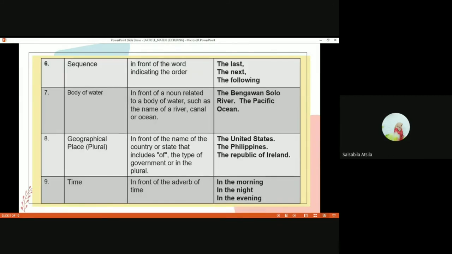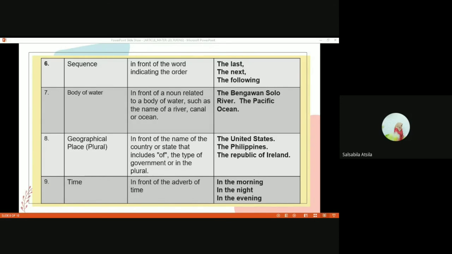Okay. Next, number six is sequence. In front of words indicating order. For example, the last, the next, the following. And then number seven, when we mention a body of water. In front of a noun related to a body of water, such as the name of a river, channel, or ocean. For example, the Bengawan Solo River, the Pacific Ocean. And then next, number eight is geographic place, but this is the plural. In front of the name of a country or state that includes the type of government or is plural. For example, the United States, the Philippines, the Republic of Ireland.